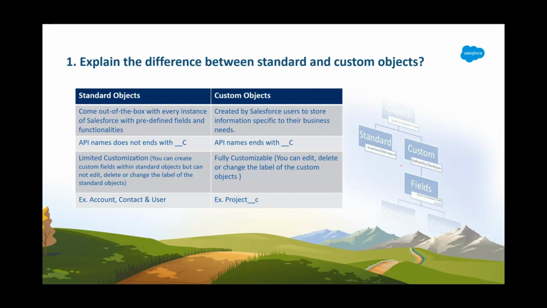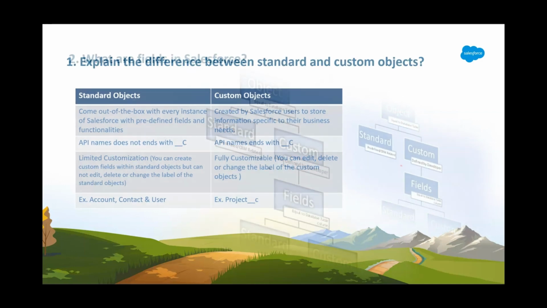Standard objects have limited customization. We cannot change the label, edit or delete the standard object, but we can create custom fields within a standard object. Custom objects are fully customizable. We can delete, edit or change the label of the object.